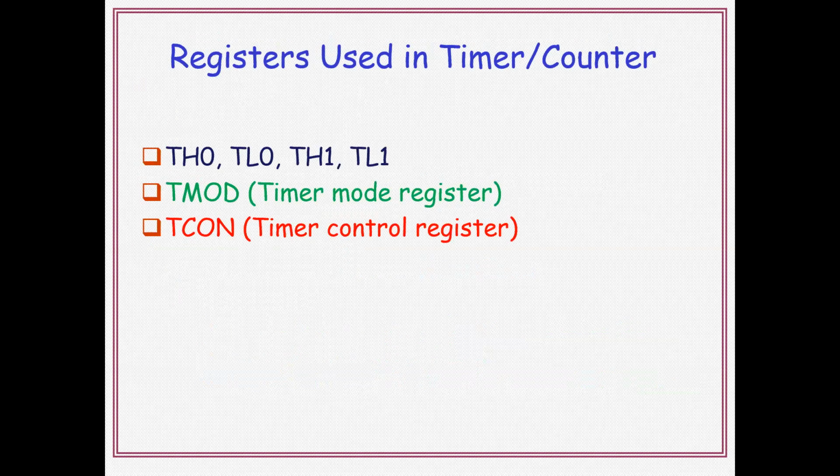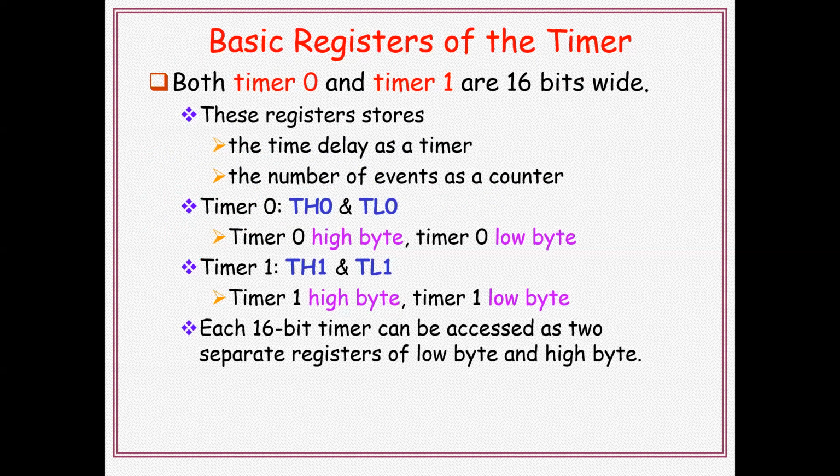The registers used in timers or counters are timer 0 and timer 1, which are 16-bit registers. Timer 0 is again divided into two 8-bit registers, timer 0 lower order and timer 0 higher order. Timer 1 is divided into two 8-bit registers, timer 1 lower order and timer 1 higher order. In addition, to control timers we require the timer control register, and to set modes the timer mode register is available. So these are the four registers used in timers or counters.